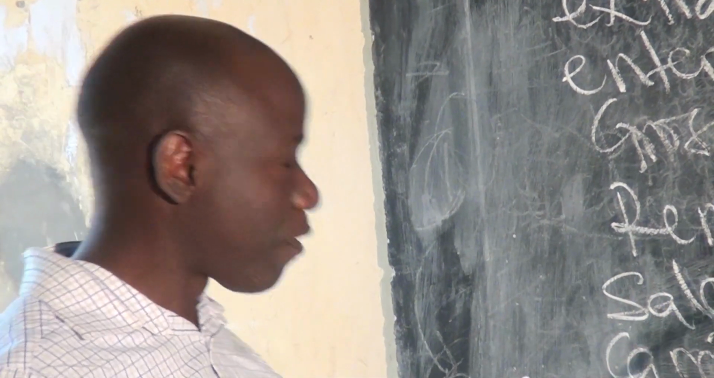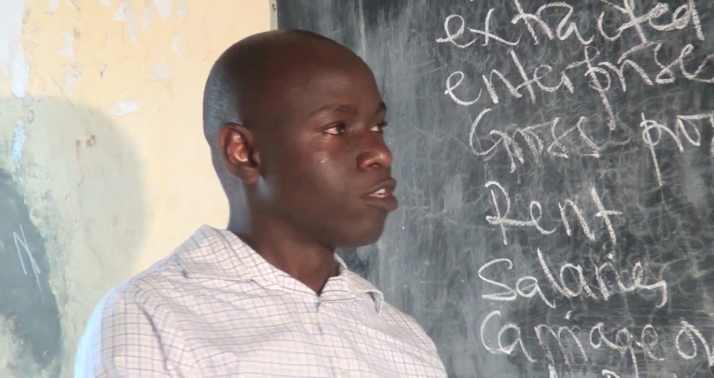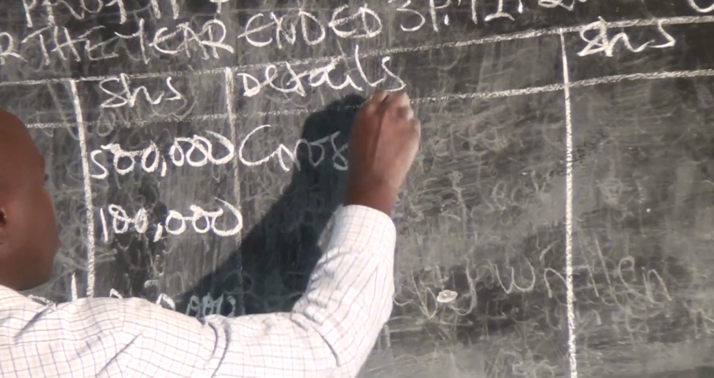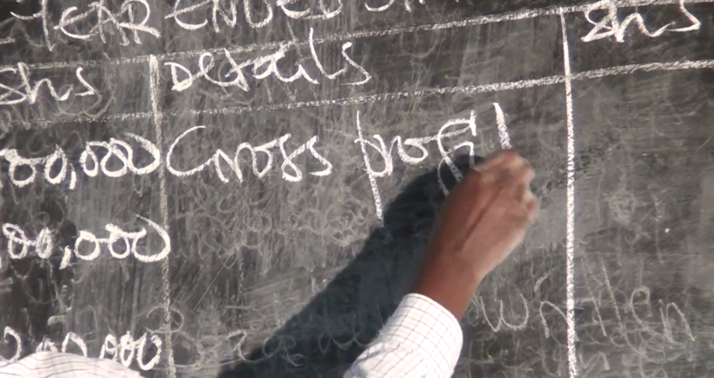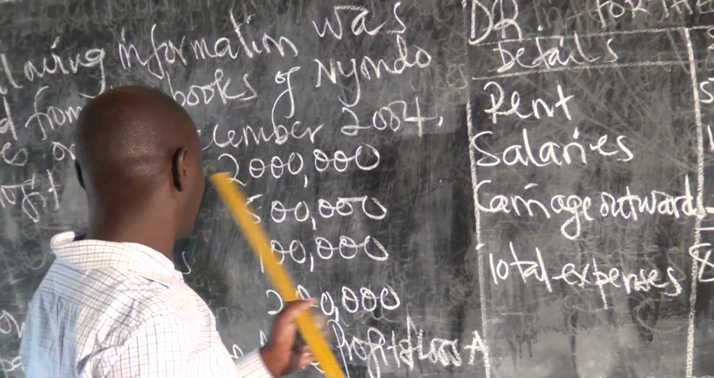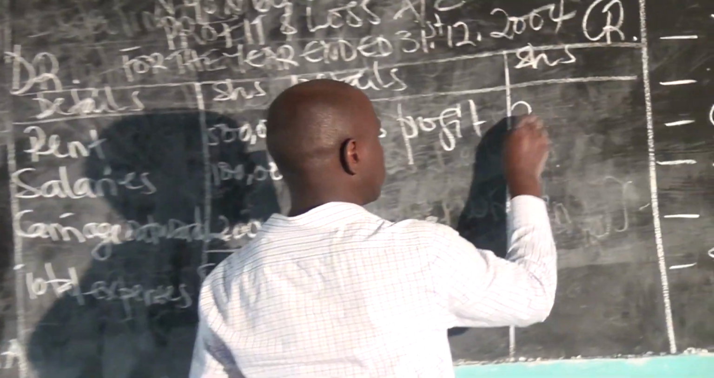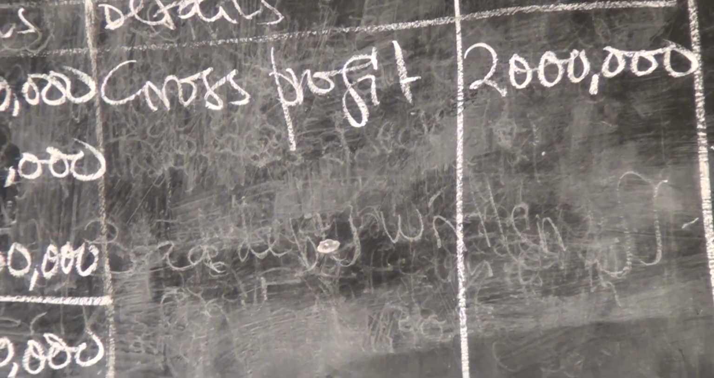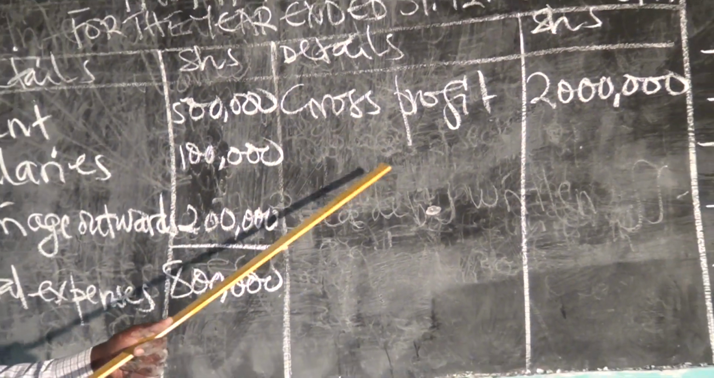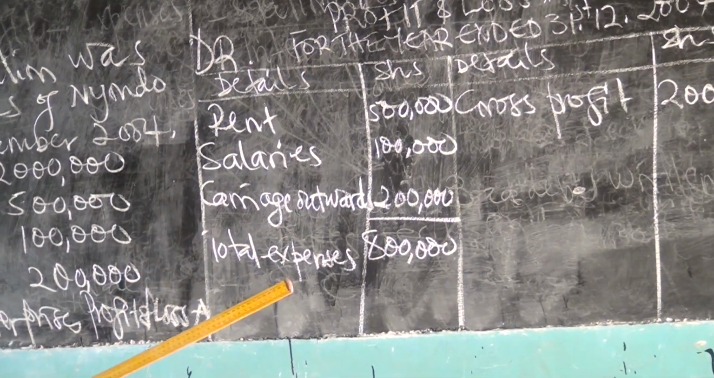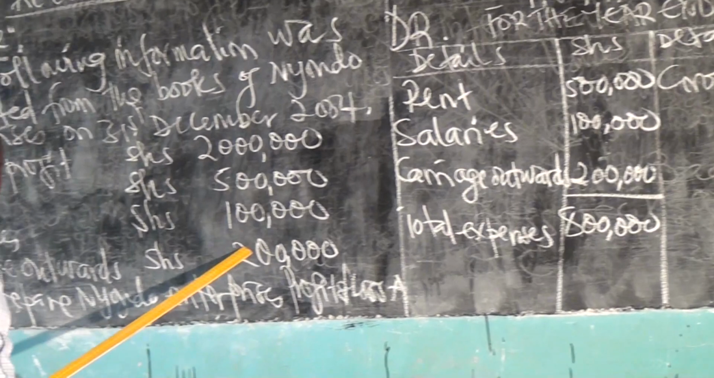Remember, I told you gross loss is an expense. So gross profit is an income. So we record it on the credit side here. Gross profit. How much money? Gross profit, they gave us 2 million shillings. It is the only income they have given us in the question.